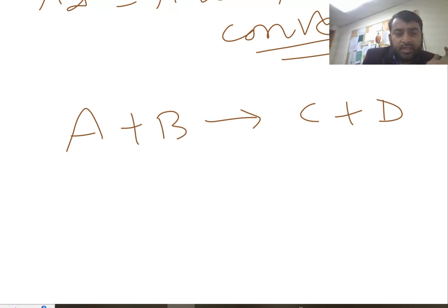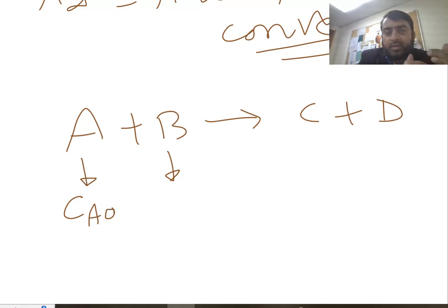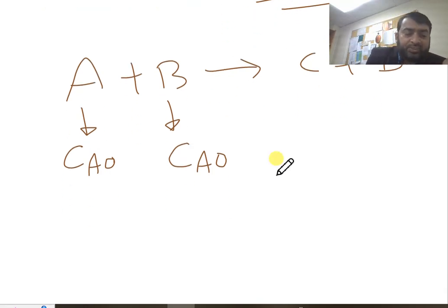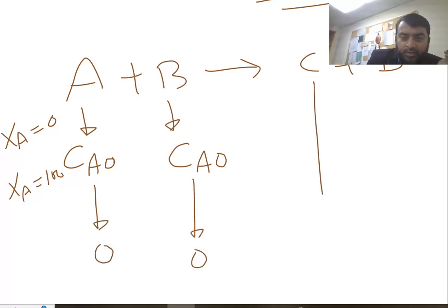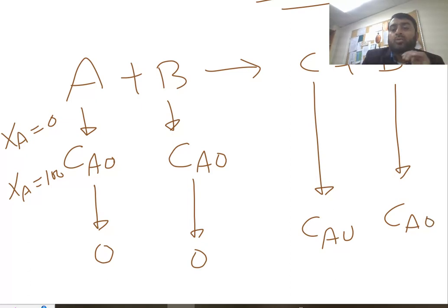So, A plus B. Suppose after the mixing, this is CA0, this is CB0, and most likely we will be doing equal concentration, so we can say CB0 is also the same number. This is initially, when conversion is 0. When conversion is 100%, what will happen? This will be consumed 100%. This will go to 0. And one is to one, so this will make CA0 of the product.